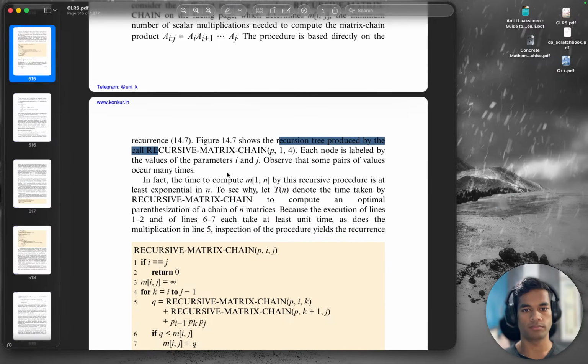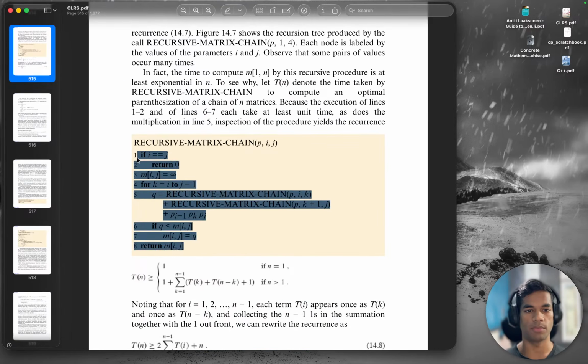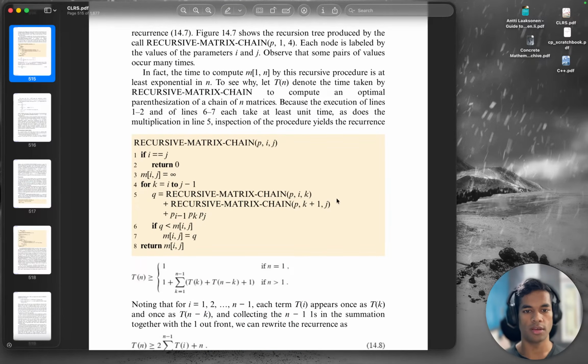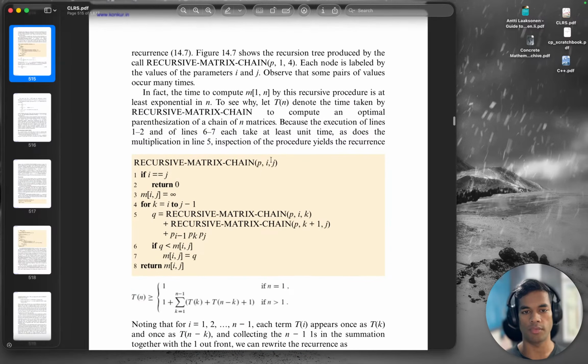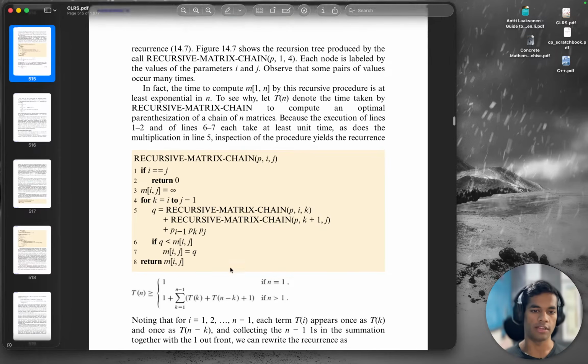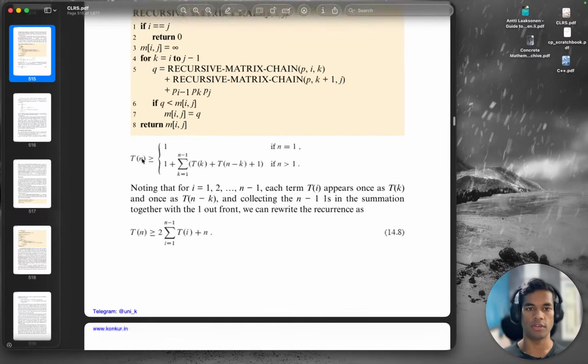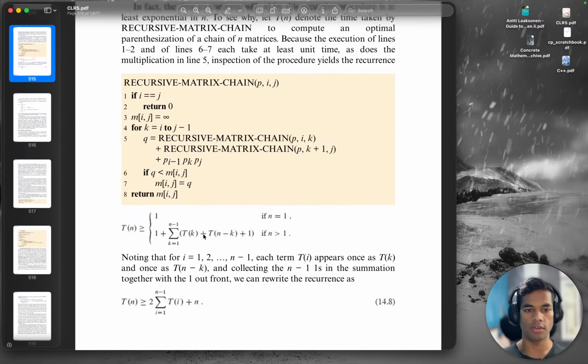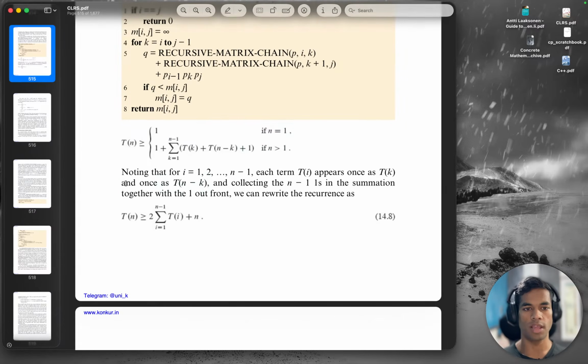And yep. So they are saying that this algorithm is very inefficient because this is solving the same problems again and again. P is the vector, the array which has the sizes of the matrices, and i and k are the limits. Plus this thing, and that is very inefficient. This is the direct implementation of this recursive algorithm.